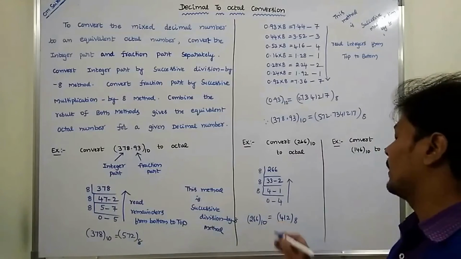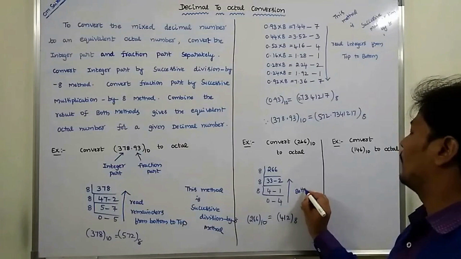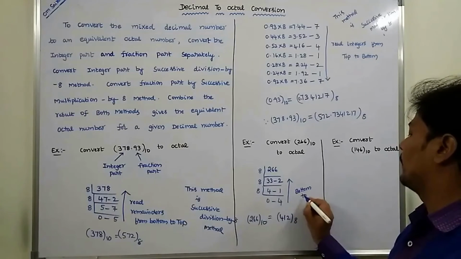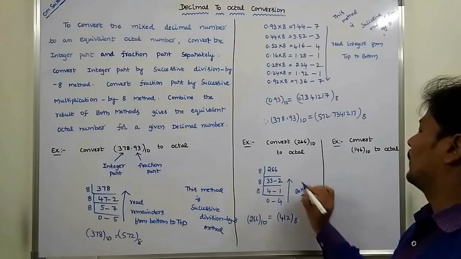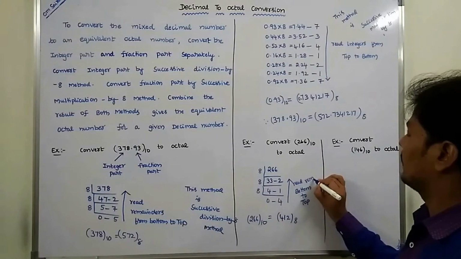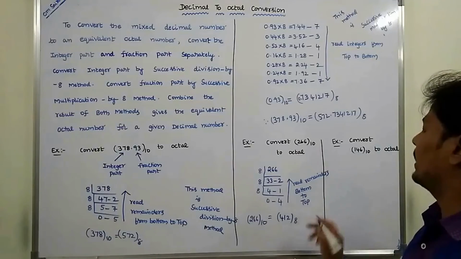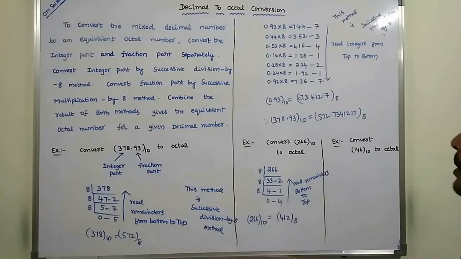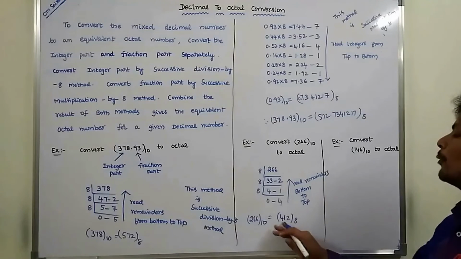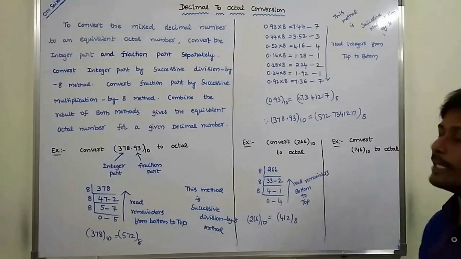Okay. Read the remainders from bottom to top. Okay, we are getting 412 base 8 for the 266 base 10.